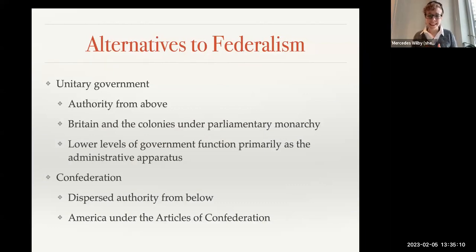The United States has experienced three forms of government. The first, unitary government, was technically experienced before the United States was the United States. Back when it was the 13 British colonies, they experienced a unitary government, which is to say, government where authority comes from above. In this case, from the parliamentary monarchy, where all power flows from the crown, from the king or queen of England. At that time, a king.